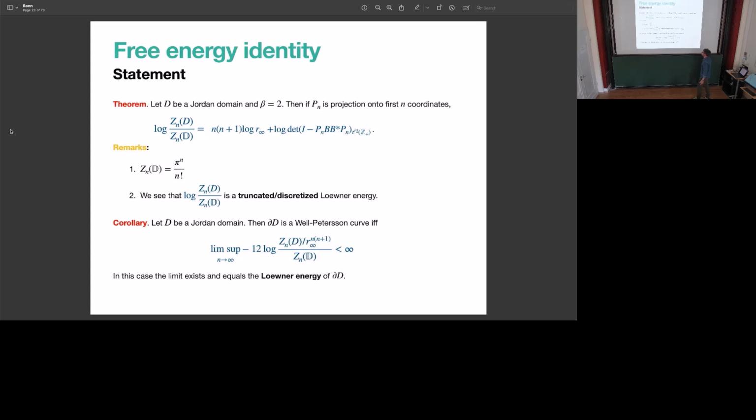So, corollary: this also gives me a new characterization of Weil-Peterson quasi-circles. If I have a Jordan domain D, then the boundary is a Weil-Peterson curve if and only if this constant term, the second term here, is bounded. I just draw it like this to normalize. In this case, the limit exists, and it equals the Loewner energy of the boundary. Okay.